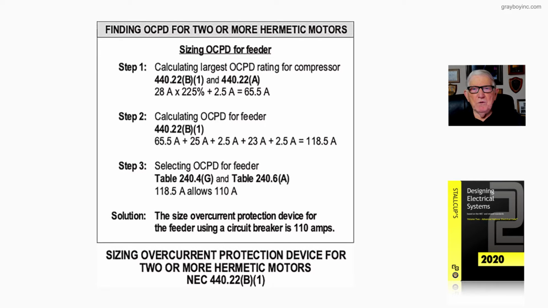Now we're ready to do the calculation for an overcurrent protection device ahead of feeder conductors supplying two or more air conditioners on a feeder circuit. Now, step one, we're using maximum percentages. Remember, in our figure 19-10, we use the minimum.